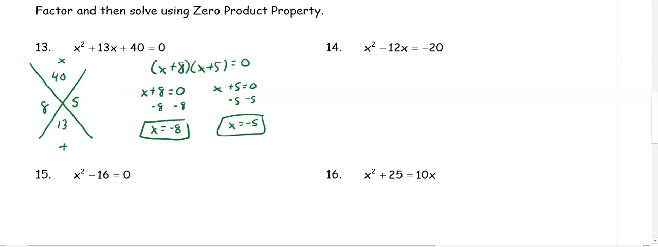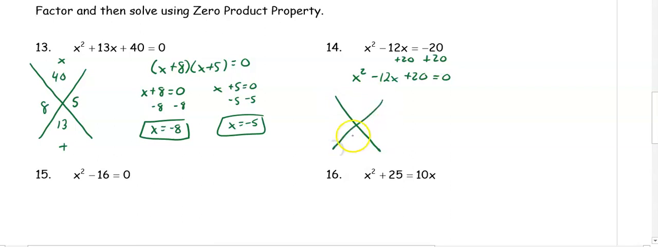In number 14, we can't factor this yet because the equation's not equal to 0. We always need our equation to equal 0. So in order to get it to equal 0, we move the negative 20 to the other side. So we are going to add 20 to both sides. So we have x squared minus 12x plus 20 is equal to 0.